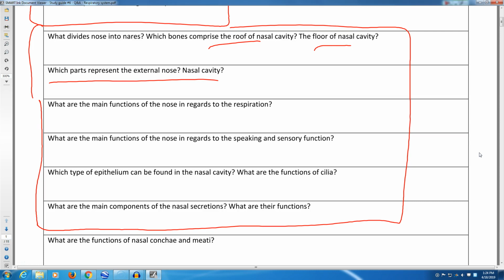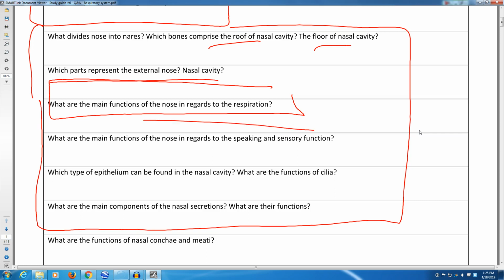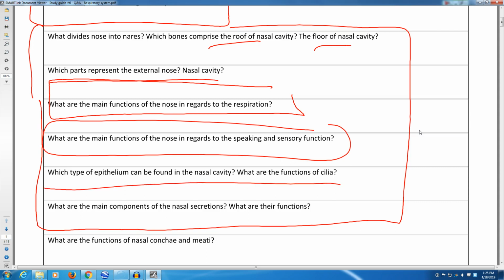Now, the nose regarding respiration: warming up, cooling down, humidifying, filtering out the stuff. Does that make sense? Speaking and sensory, well, duh. Resonating chamber and olfaction.